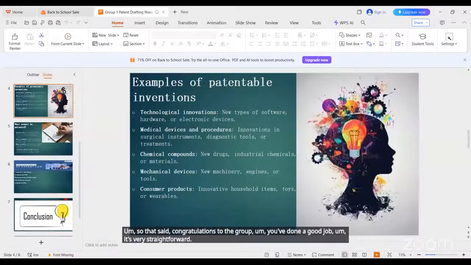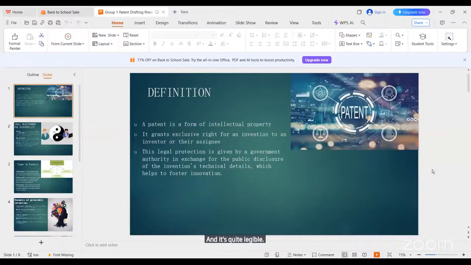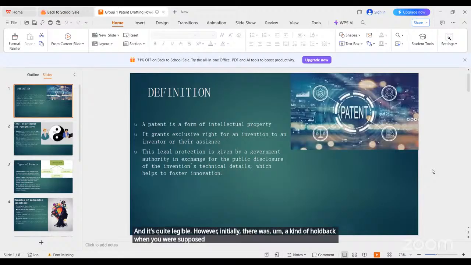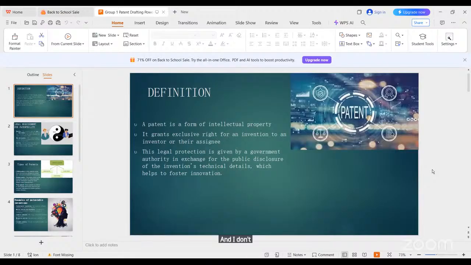So that said, congratulations to the group. You've done a good job. It's very straightforward and it's quite legible. However, initially there was a kind of holdback when you were supposed to present. And I don't know, maybe people are shy. Like we are all here to learn. So even if the group leader is not available to present, somebody in the group should be bold enough to present.